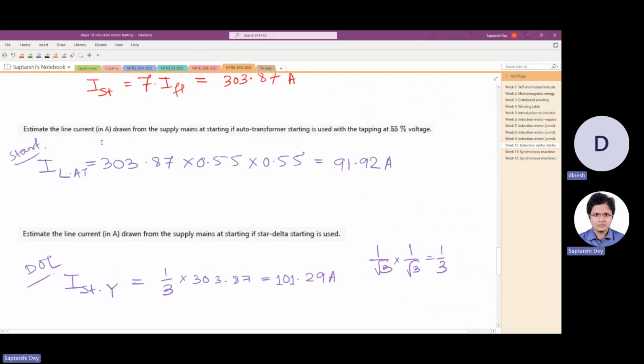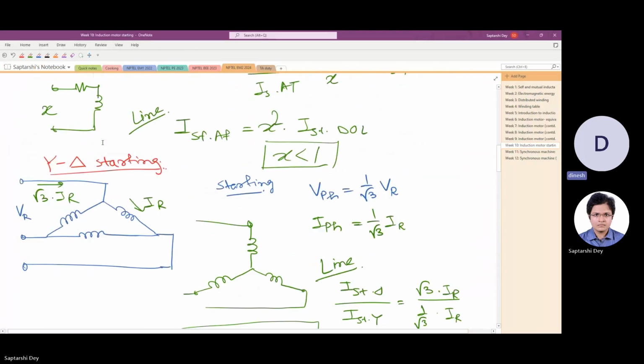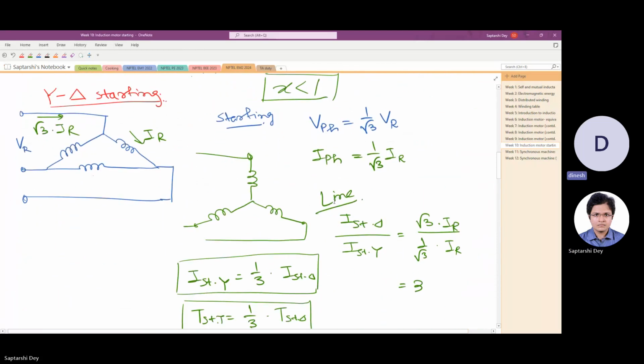Because voltage is 1 by root 3, the phase voltage becomes one by root three. So the phase current also becomes one by root three times. Now star connection, whatever the phase current is, that is the line current. But in delta, the line current is root 3 times the phase current. So two root 3 factors are coming into play. So the current becomes one third.